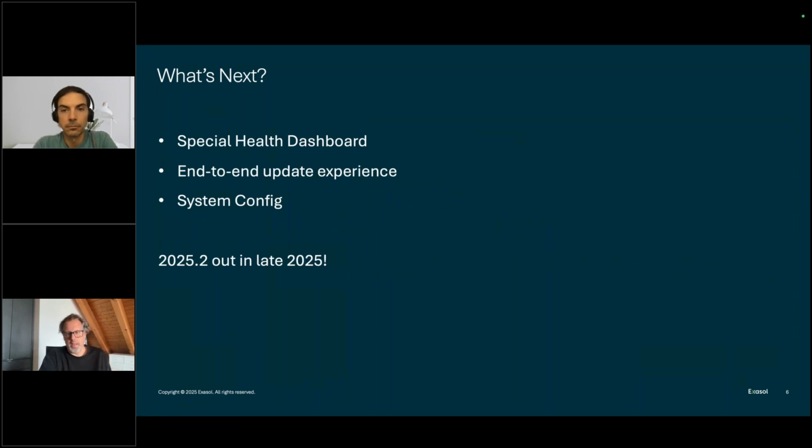And a very, very big topic is, of course, system config. So we want to allow in the admin UI to really configure all aspects of Exasol and be able to specify all parameters. Of course, we're also going to make some smaller improvements that are not included here. But these are the main items that you're going to see in the next version. 2025.2 is going to be out in late 2025, so around November, December, and that should include all these capabilities.